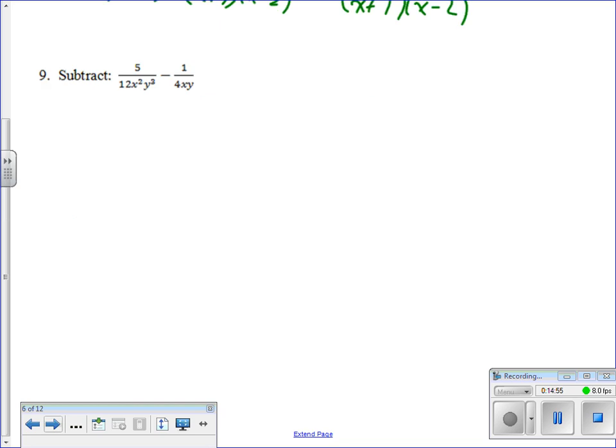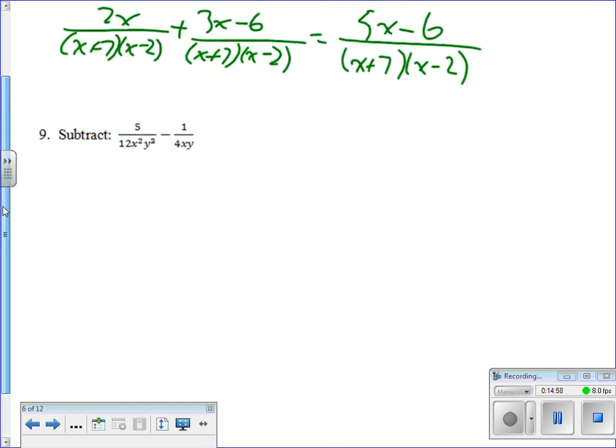Question number 9, subtraction. I need to get a common denominator. This one's also kind of nice. Is there anything in this denominator, 4xy, that is not taken care of in 12x squared y cubed? No. The 4 is covered by the 12, because 4 goes into 12. And the powers on both of these variables are higher than the powers on here. So once again, the first one does not change.